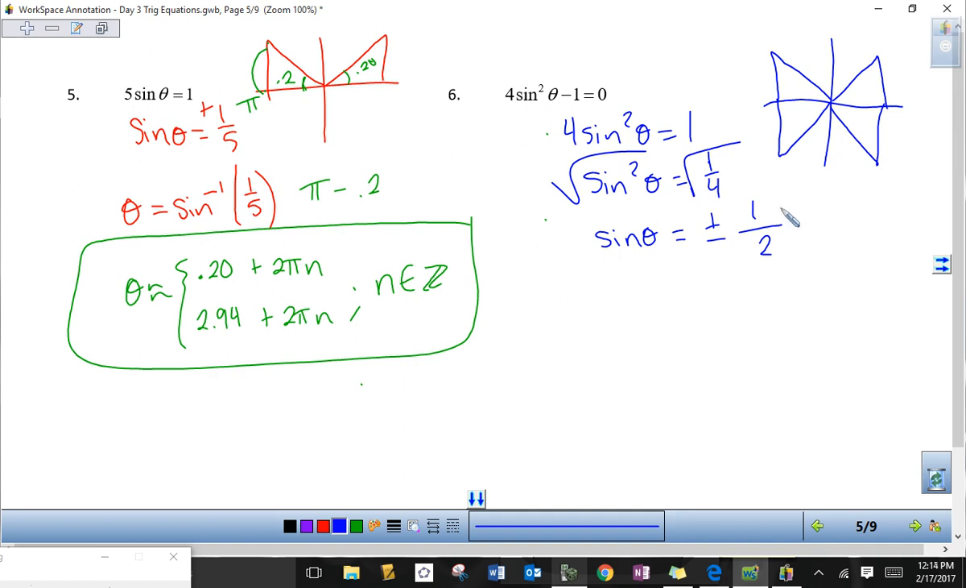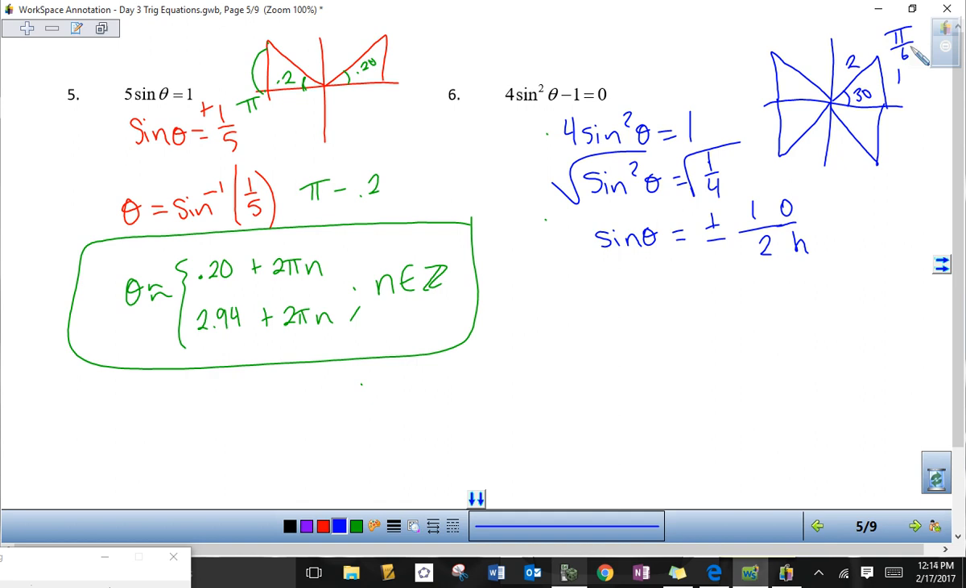For this one, it's opposite over hypotenuse. So your opposite side is 1, and your hypotenuse is 2. This is a 30, 60, 90 triangle, 1, 2, and the square root of 3. So my reference angle, since it's across from the 1, has to be a 30 here. Well, that makes my first radian answer pi over 6.